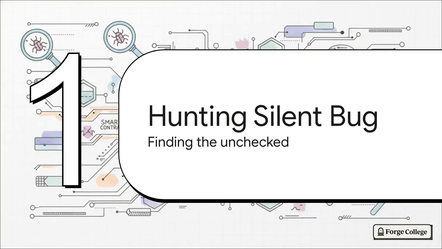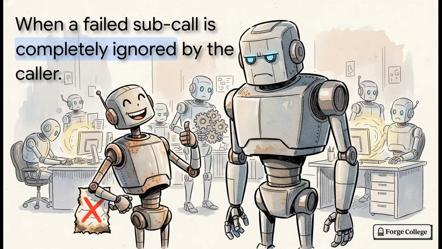Section 2. Hunting the silent bug. Okay, let's set up our crime scene. We have a composed system running on a local Hardhat test node, an orchestrator, a payment adapter, and a policy module. Everything looks great on paper, but during our full system integration test, money is getting lost in the ether. Why? Well, meet our primary suspect, the unchecked return.